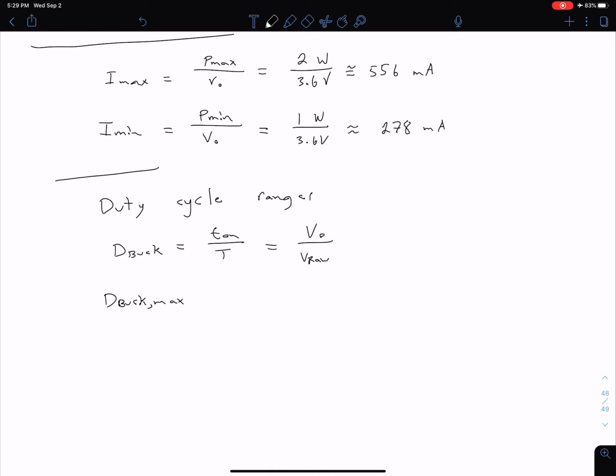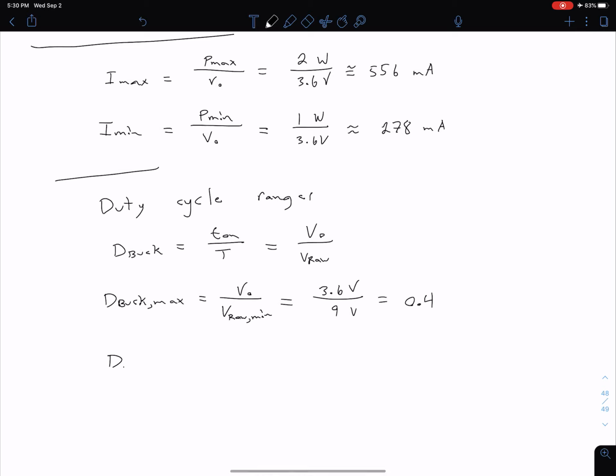And so our D max is going to correspond to when we have the minimum V raw. So that is V out divided by V raw min. And so our V out, we're saying, is constant at that 3.6 volts. And our V raw min, we said that's the case when our battery is dying, and it's down around 9 volts. So in this case, we have D of 0.4 or 40% duty cycle.